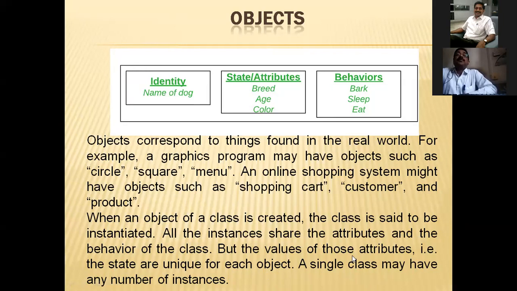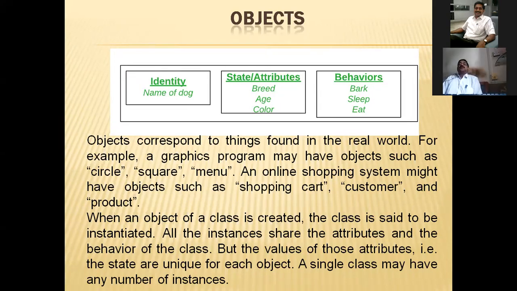What is the meaning of this? The values of those attributes, that is the state, are unique for each object. So objects are different. For example, I have a wristwatch, that is an object. It has a make from Titan. It has a make from Ricoh. So it has different attributes. For example, one tree has different leaves and flowers, but that flower is different from other flowers.